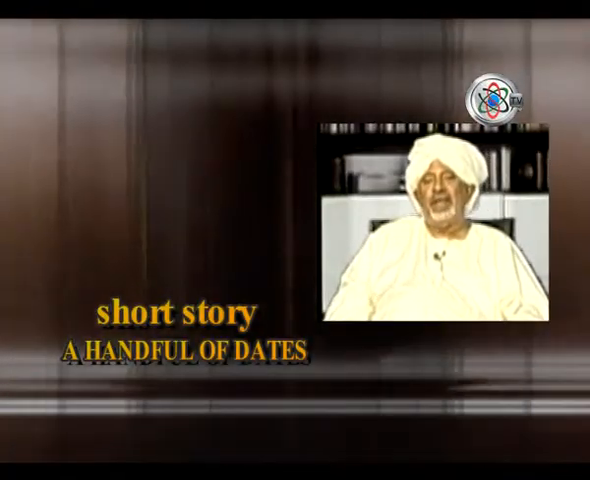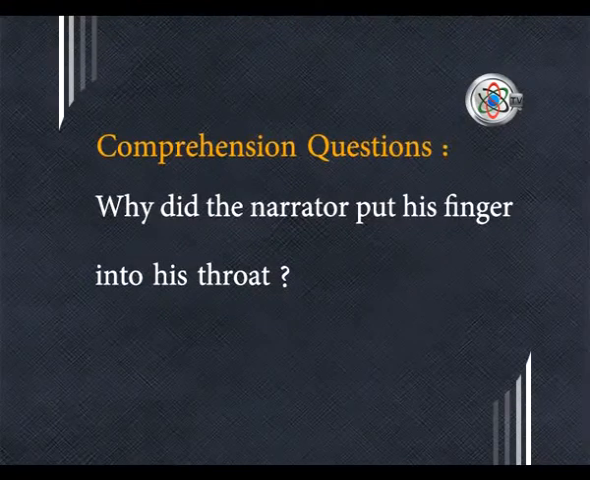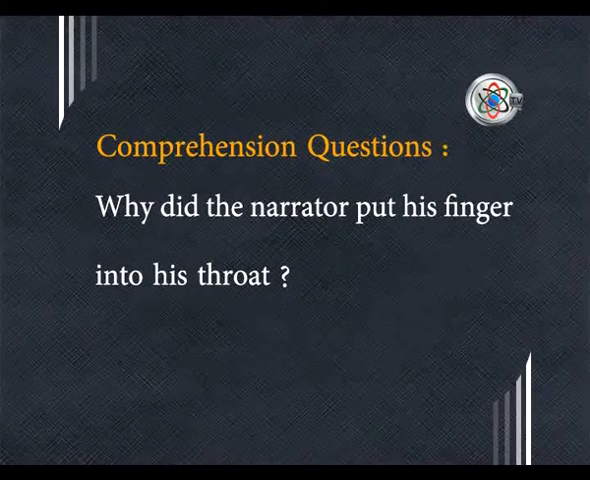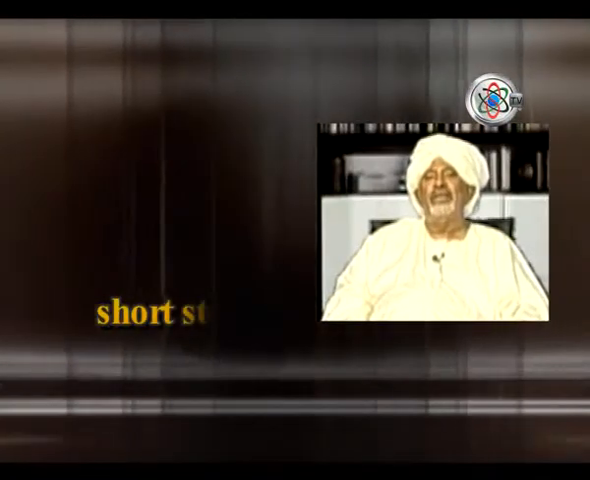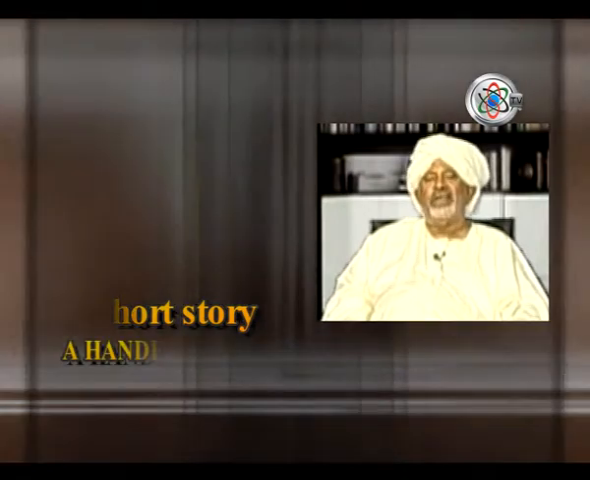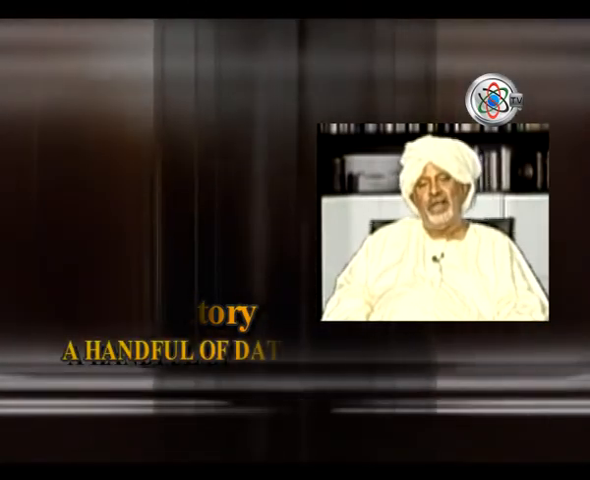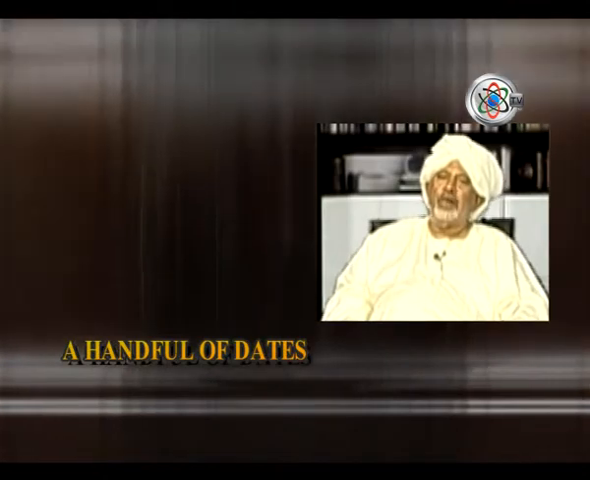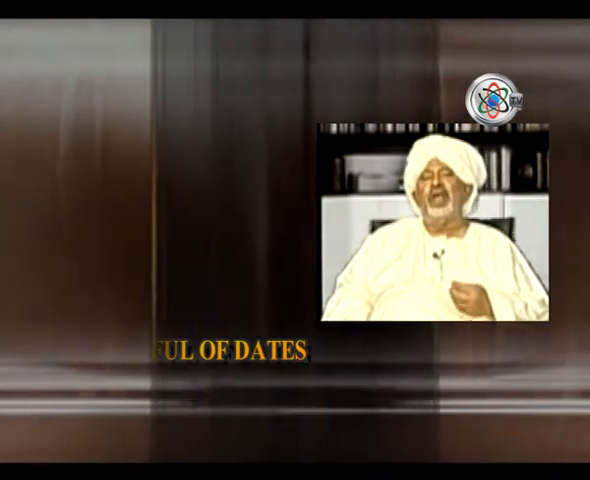Now, the last question. Why did the narrator put his finger into his throat? He tells us that he wanted to get rid of something wrong that he had eaten. The child thinks that the dates he had eaten were not his grandfather's. They were not his. So he wanted to get rid of this thing that is not his.